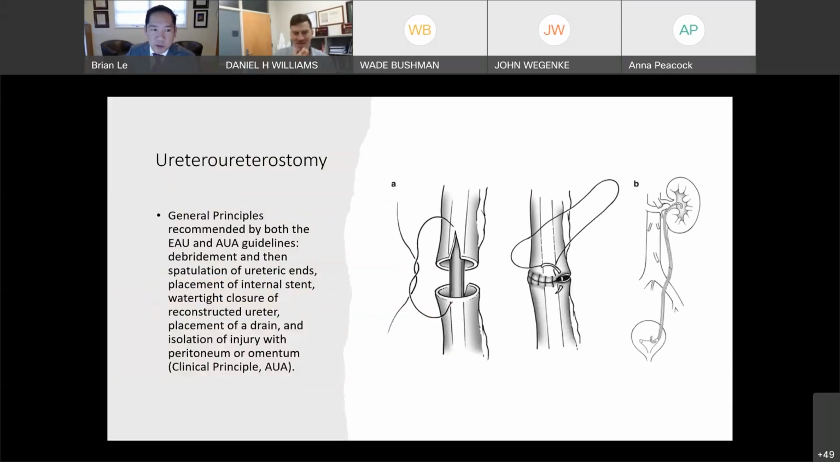So ureteroureterostomy. Now we're talking about sewing the ureter to the ureter. This is a reasonable one to consider. It depends on the extent of the injury. Are you talking about a short segment or a long segment? And how does the tissue look?